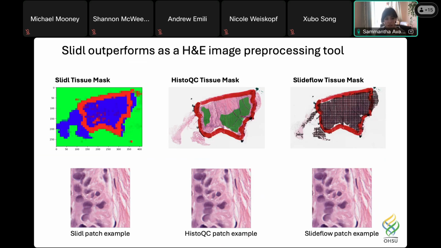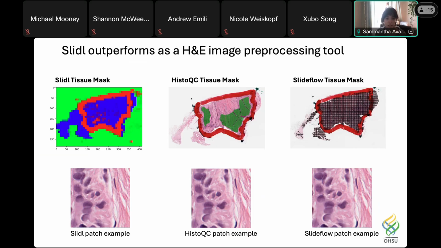If we now look at our HistoQC tissue mask, which is marked in green, we could see that this tool severely undersampled our tissue region. And so this could negatively affect our model, as it might miss key morphological information that is needed to differentiate our basal and luminal subtype.